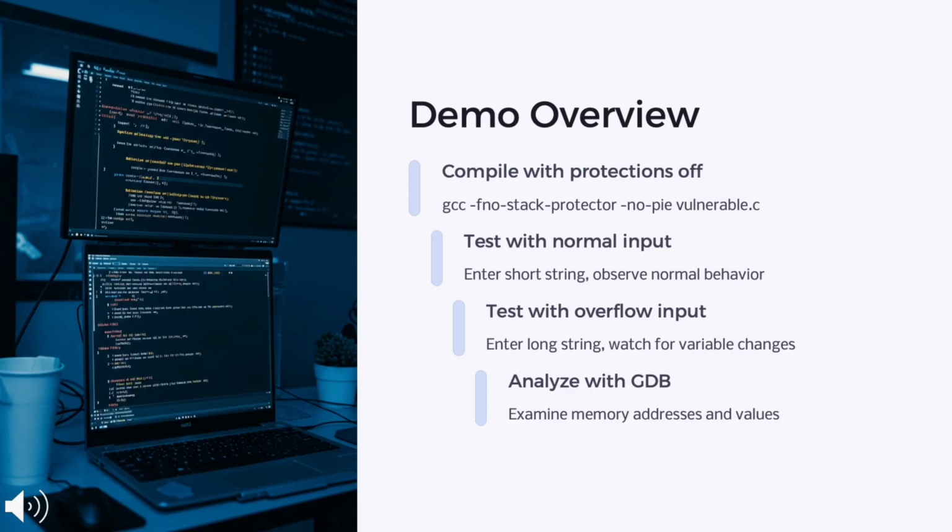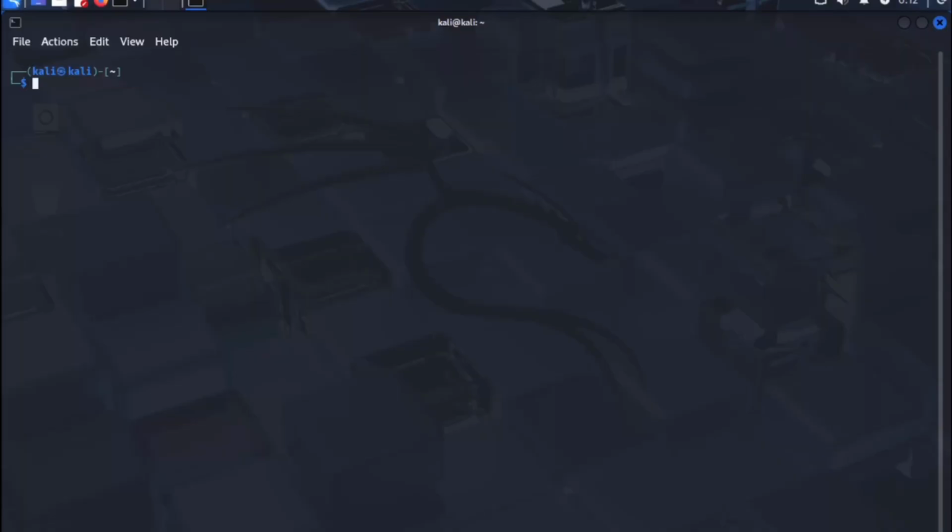Here's what you'll see in the upcoming demo. We'll compile the program using special flags to disable memory protections. Then we'll run it twice, once with a short input like hello, and once with a long string of A's. We'll see if the hacked variable changes, and then fire up GDB to inspect the stack and confirm memory was actually overwritten. For this demo, I will create a file using VI editor and use this C code.